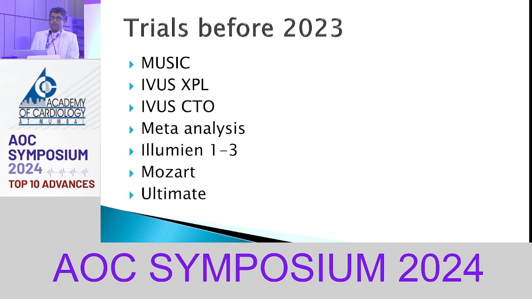First of all, we'll see the trials before 2023. These are the old trials. I'm not going to go into details of these trials. These are very well established trials like the MUSIC trial, which was the first trial which came in 1998 and gave us the MUSIC criteria, which has been used in IVUS for a long time. IVUS-XPL, IVUS-CTO, there were various meta-analyses, then the ILUMIEN 1, 2, 3 trials, the MOZART trial and the ULTIMATE trial. ULTIMATE was again an important study which came in around 2018 and gave us the ULTIMATE criteria, which has been widely used for IVUS nowadays.